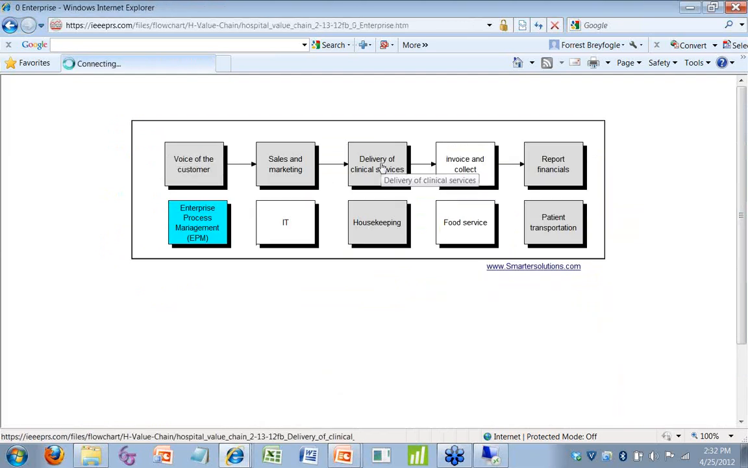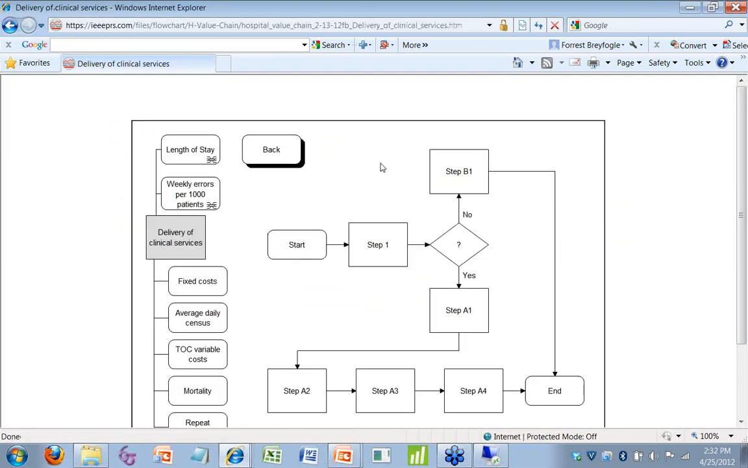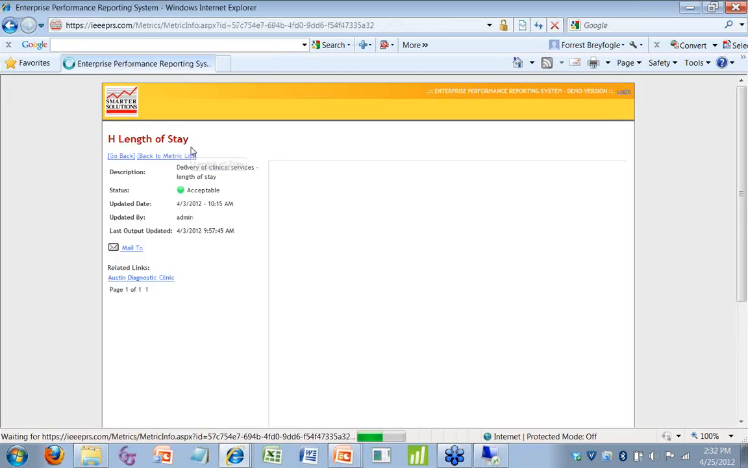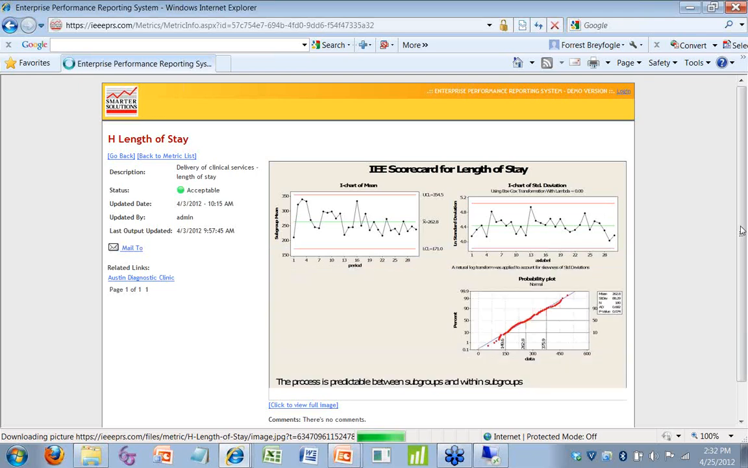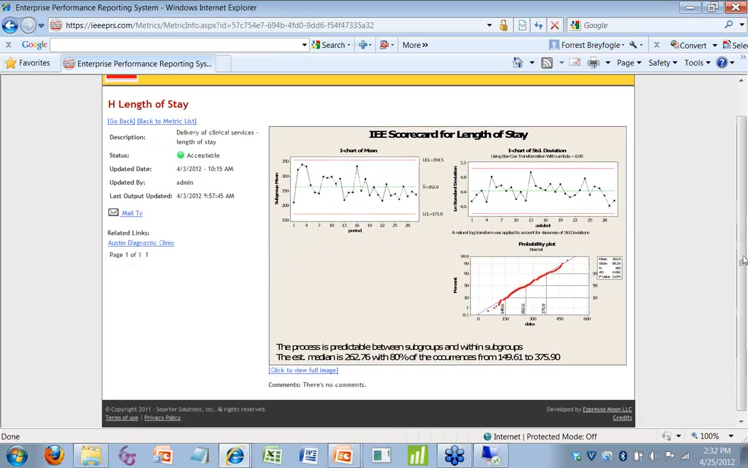Let's look at how we deliver clinical services. So these, again, the oblong boxes represent how we're going to measure delivery of clinical services. We look at our length of stay. Okay, for this particular case, we're looking at it over a period of time. This could be week or month. And we're looking at the average value that we have. We're trying to track the average length of stay over time.